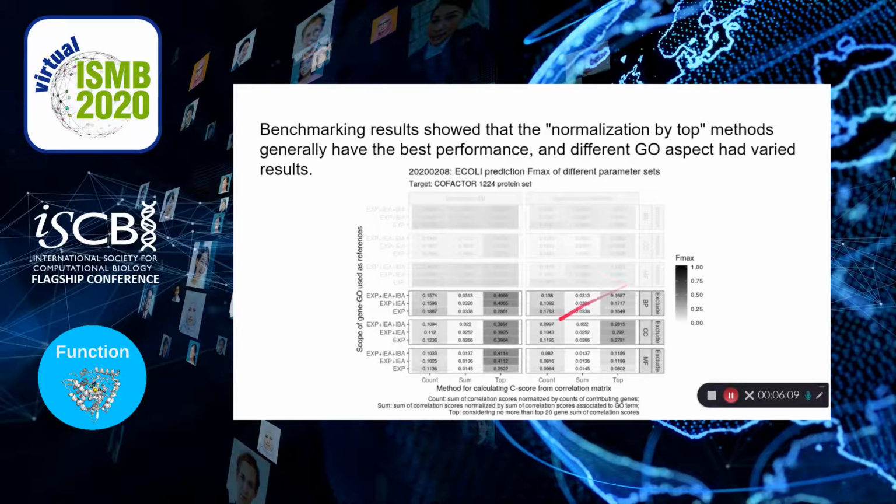So as you can see, we have a method out here that has a pretty high Fmax score. And it is actually a way of normalizing the confidence score by calculating the sum of co-expression and then normalizing it by only the top 20 of the co-expression scores out there. And hopefully we can minimize the effect of noise in this case. And it looks like it's helping.